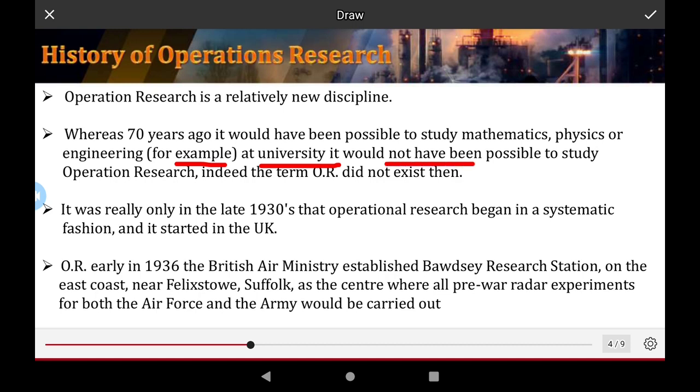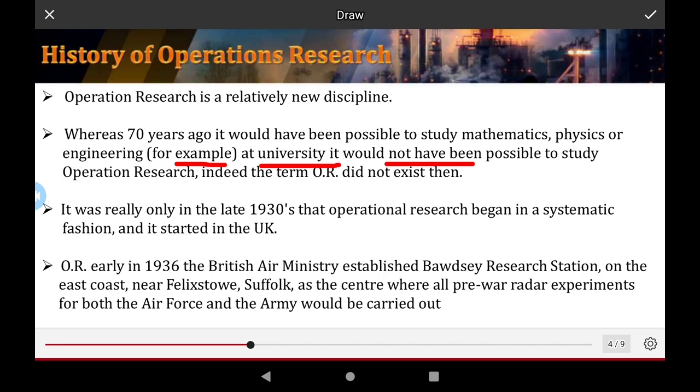यानी कि 70 ईयर्स पहले मैथमेटिकल और फिजिक्स की स्टडी करना इम्पॉसिबल था. Okay, engineering for example, universities would not have been possible to study for operation research. Operation research की स्टडी करना इम्पॉसिबल था, because operation research did not exist then. जब operation research नहीं था.